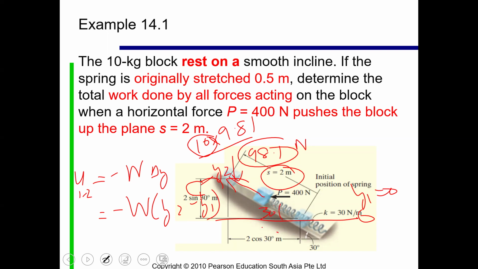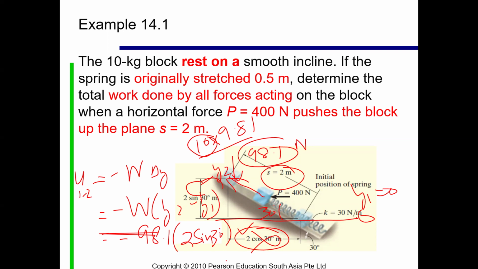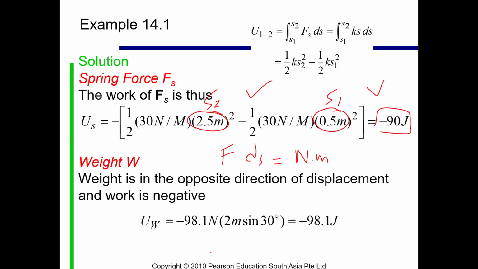So even then, if this is not provided, you can calculate based on the trigonometry that this will be 2 cos theta here and this will be 2 sine theta here. So it would be minus 98.1 into 2 times sine 30, right? That would be the work done due to the weight component, which is this one, right? And eventually it will look like 98.1.